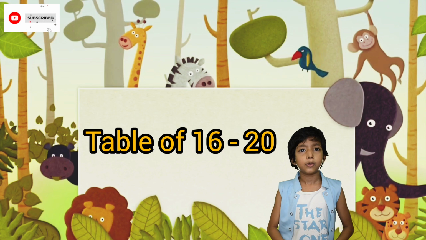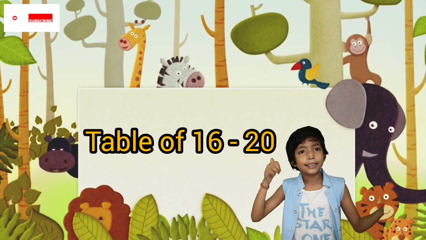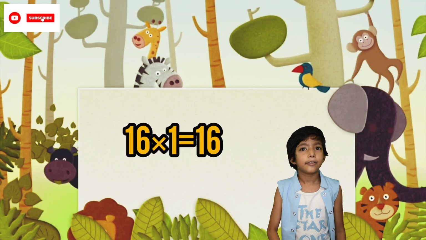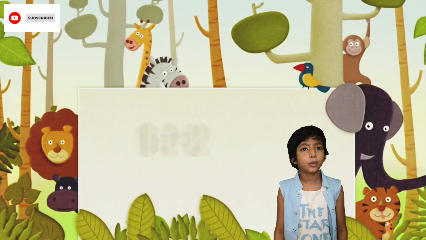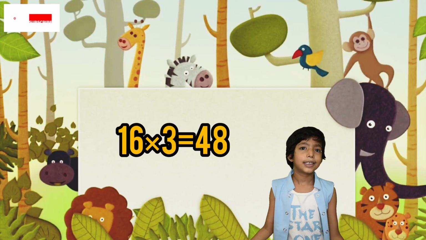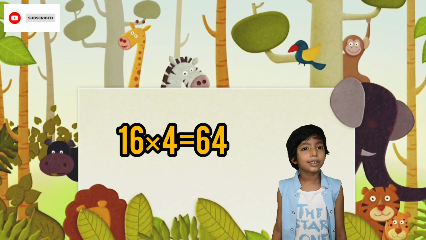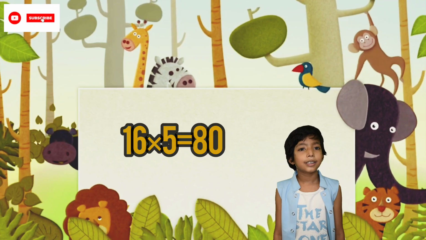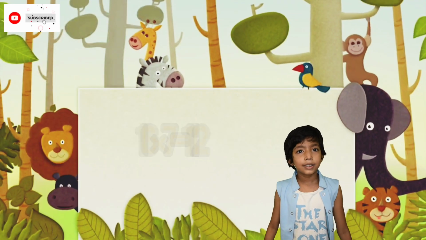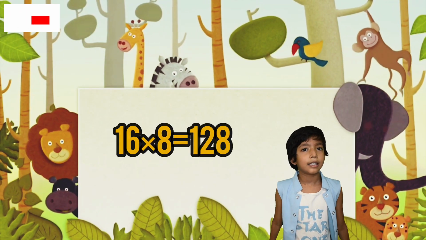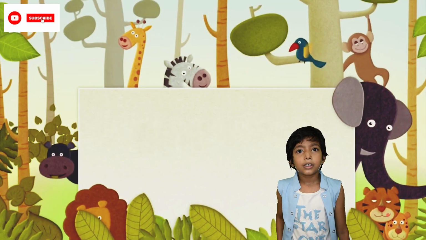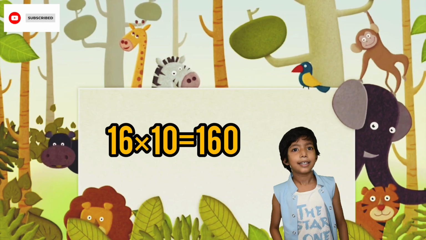Tables of 16 to 20. Let's start. Table of 16. 16 ones are 16. 16 twos are 32. 16 threes are 48. 16 fours are 64. 16 fives are 80. 16 sixes are 96. 16 sevens are 112. 16 eights are 128. 16 nines are 144. 16 tens are 160.